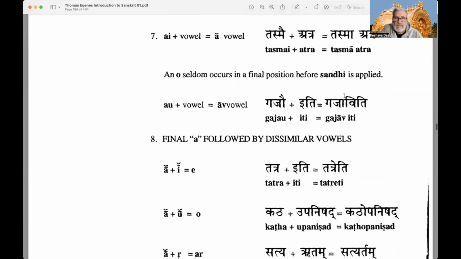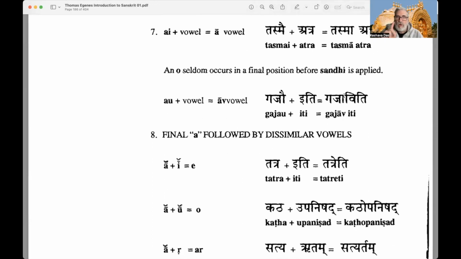Okay, so next, an O seldom occurs in the final position before Sandhi is applied. Normally a short A visarga turns into an O before a soft letter like G or B. But that's not the original ending. If we look back at our nominal and verbal endings, we don't know an ending that originally ends in the letter O. We know that already because we haven't learned any endings that end in O.